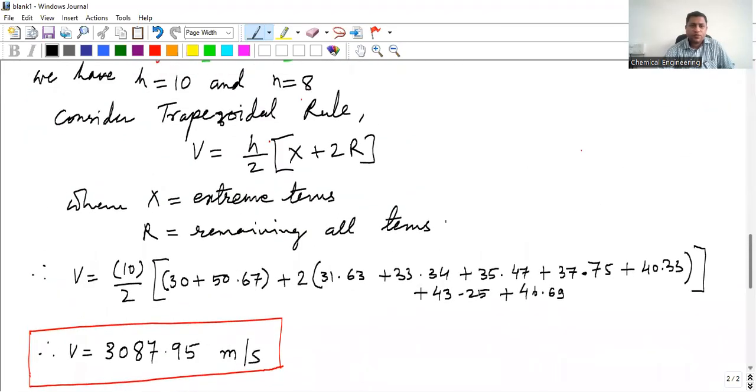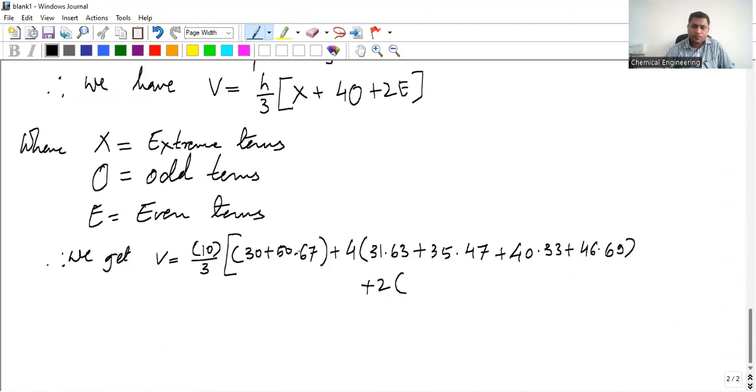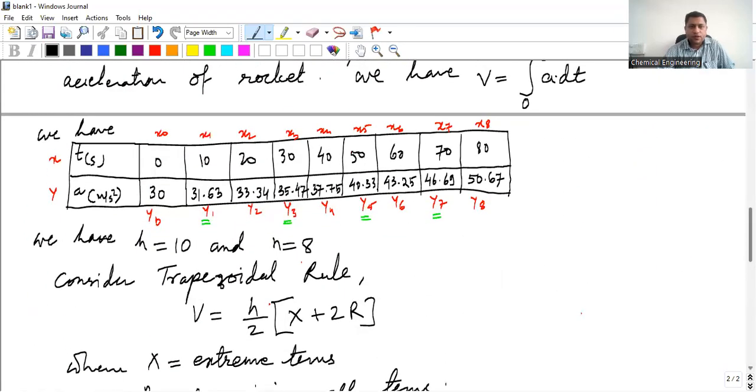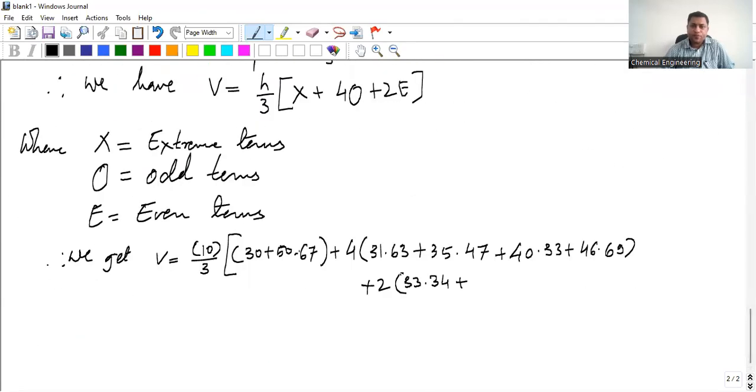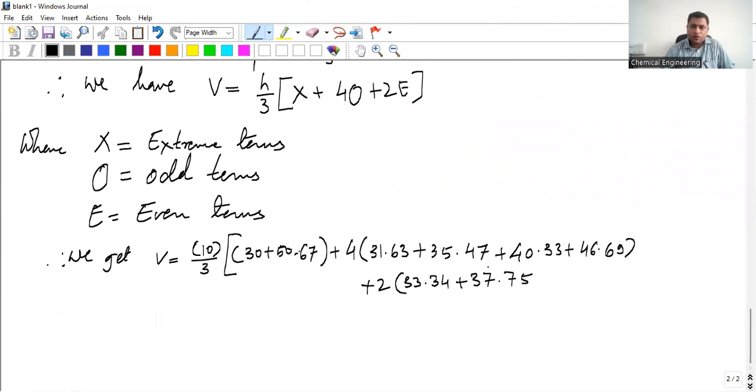So what is 2 times the even terms? We have 33.34 plus 37.75 plus 43.25.